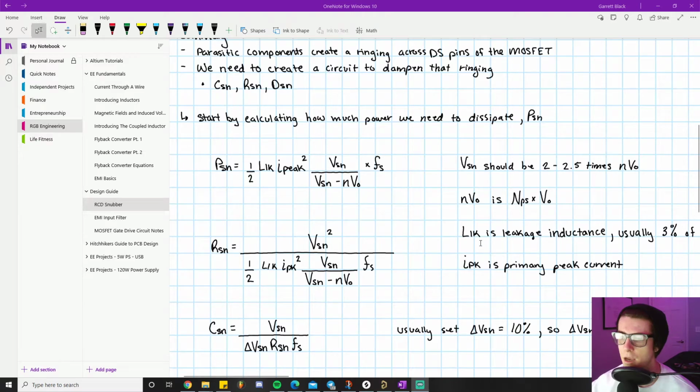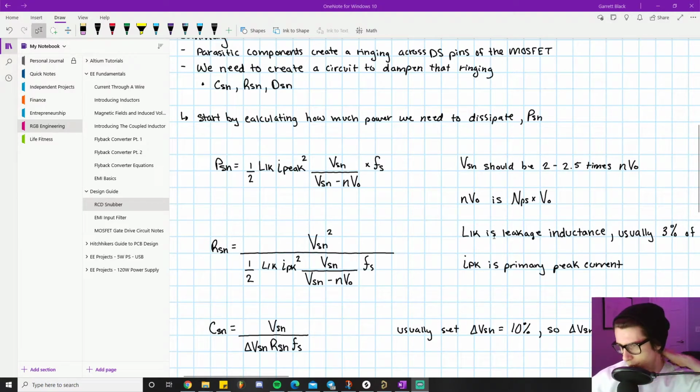The next thing is we need to know the leakage inductance. So one problem you might have is if you're designing a flyback from scratch, you might not have a transformer picked out yet. You might have a custom transformer, right? And so you might not have reached out to the application engineer, say at Wurth Electronic or something, to design your transformer. So what you need to do is just assume a value here.